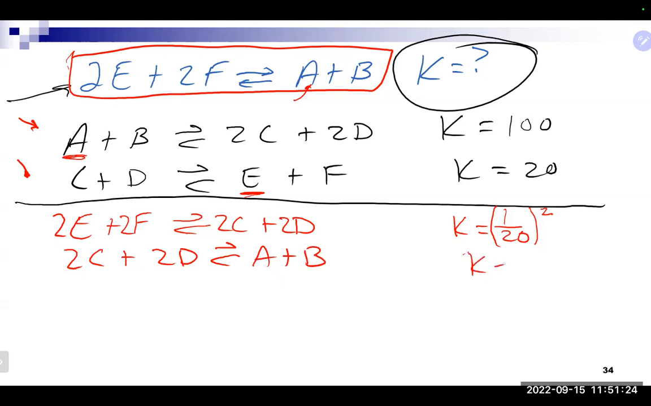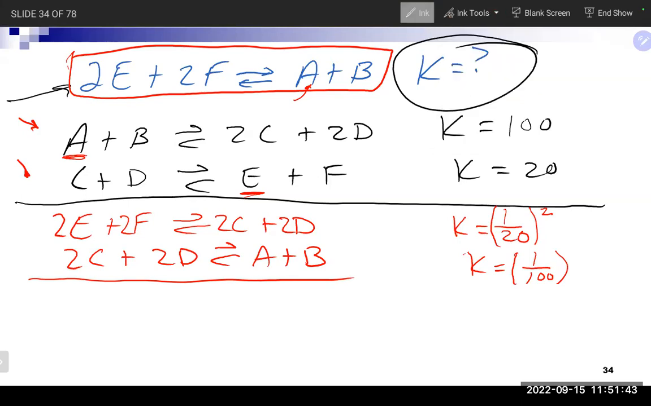Once again here, all I did to this was reverse it, which means I'm going to take 1 over the original value for the equilibrium constant. I'm out of equations at this point, which means I hopefully should have done it correctly. I hope. Never know. Let's see.